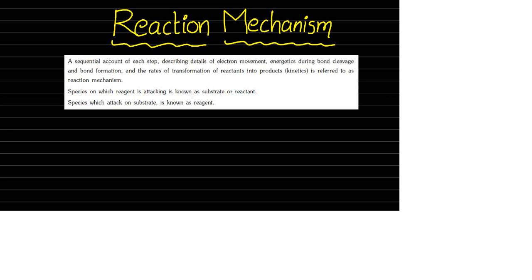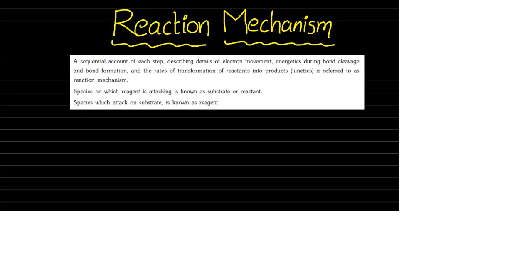Reaction mechanism. Definition: a sequential account of each step describing details of electron movement, energetics during bond cleavage and bond formation, and the rate of transformation of reactants into products is referred to as reaction mechanism. That means step by step, each and every step explanation is nothing but mechanism.